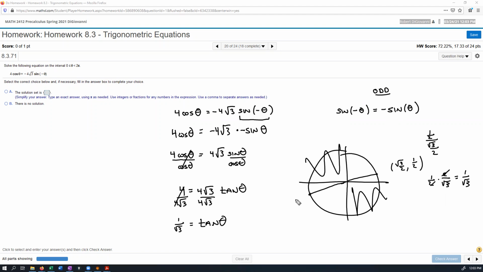You can check for yourself. That's negative root 3 over 2 and negative 1/2. And so if I take this and divide it by this, the negative over negative is positive, and then it basically becomes the same computation as this. So that is the angle, what is that? 7 pi over 6. So I have pi over 6 and 7 pi over 6.